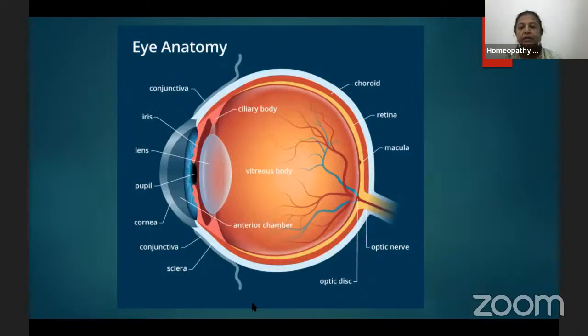Hello, good evening, everybody. So today's topic is vitreous hemorrhage. Before we talk about vitreous hemorrhage, we should know where this vitreous is situated in the eye. Here you can see the anatomy or the sagittal section of the eye, where you will see the vitreous body, which is in the posterior segment of the eyeball.